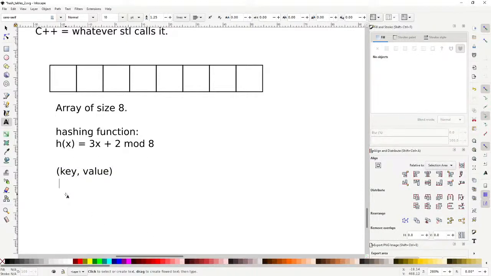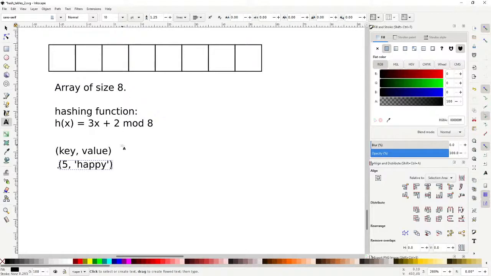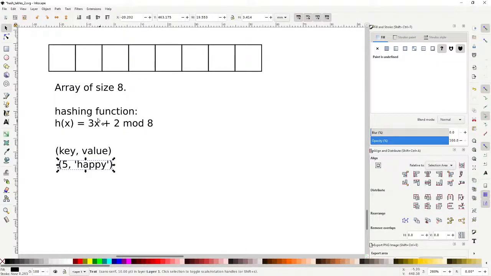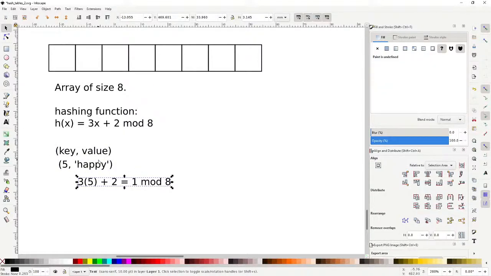Let's insert something with a key of 5 and a value of, let's make the value happy, right? So let's insert this into the hash table. What you have to do is compute its position. To calculate its position, you do 3 times 5 plus 2, which is 15 plus 2, so that's 17 mod 8, which is 1 mod 8, right? So 5 and happy is going to go into slot 1.